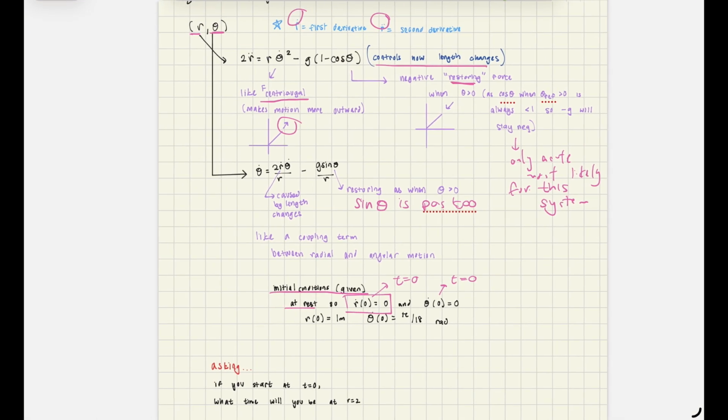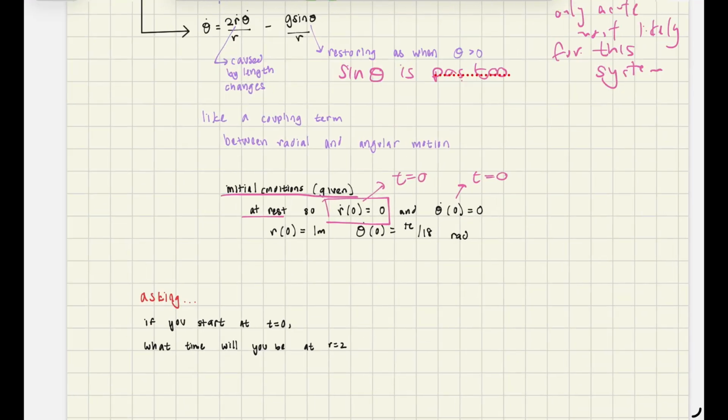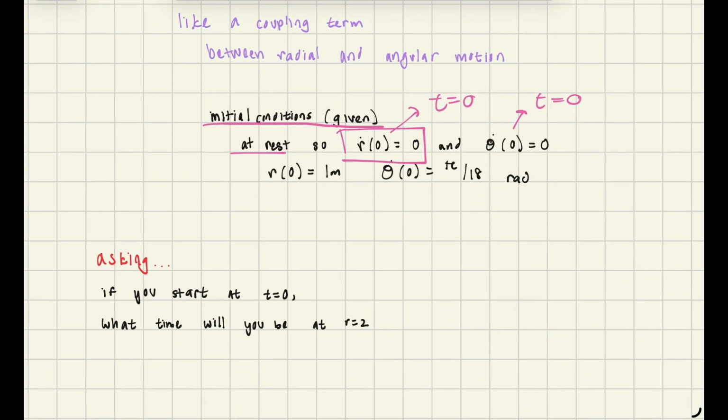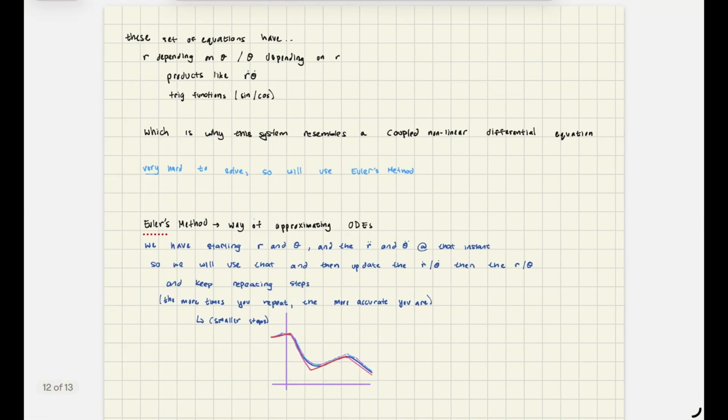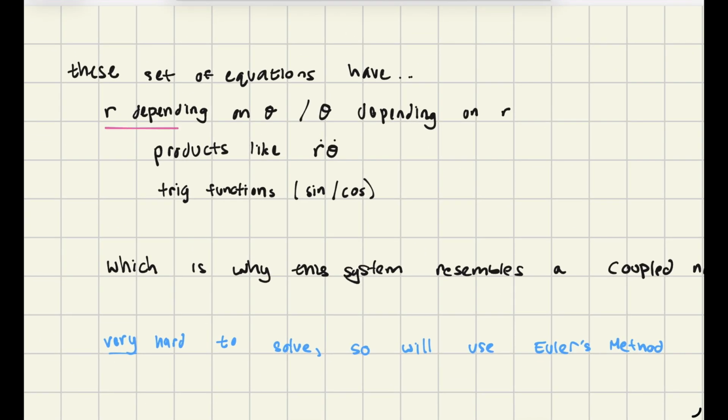So now what is it asking you? It's asking if you start at t equals 0, or the initial conditions, what time will you be at r equals 2? So now, if you look at this set of equations, we have r depending on theta, but theta is also depending on r.